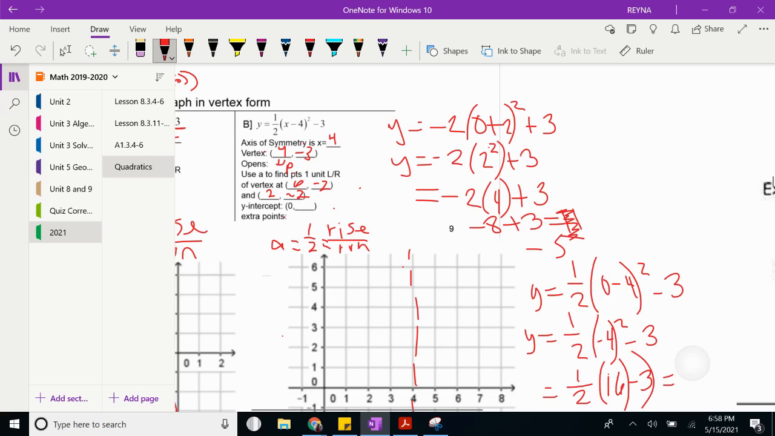16, half of 16 is 8. 8 minus 3 would be 5. Okay, so you should have gotten 5 for your y-intercept, 0, 5. So 0, 5.